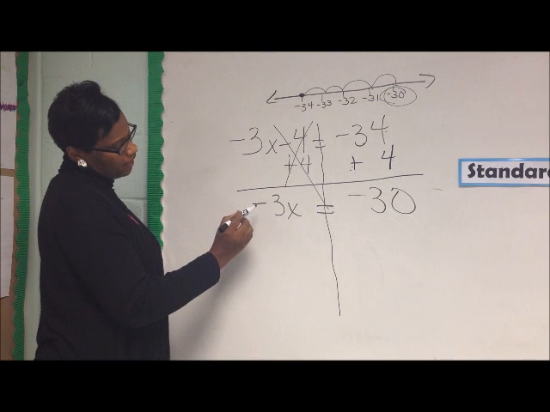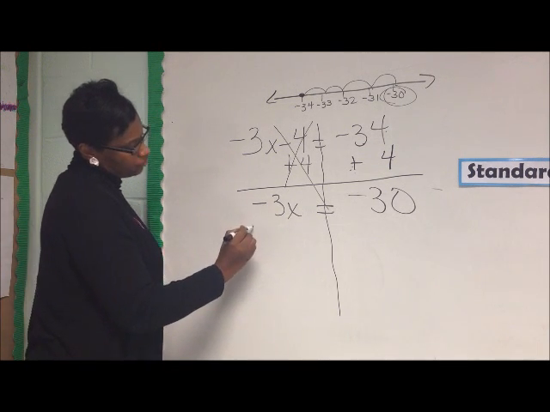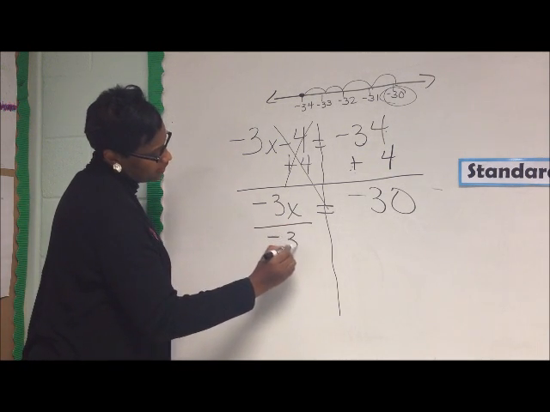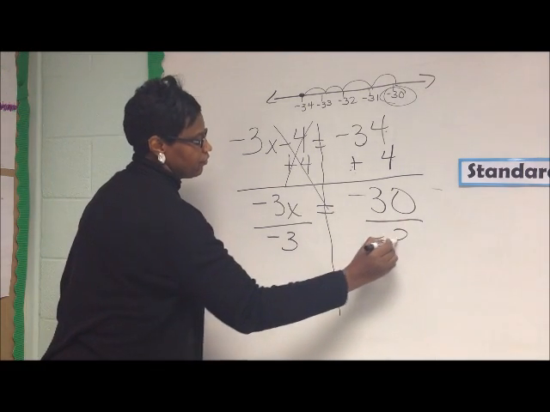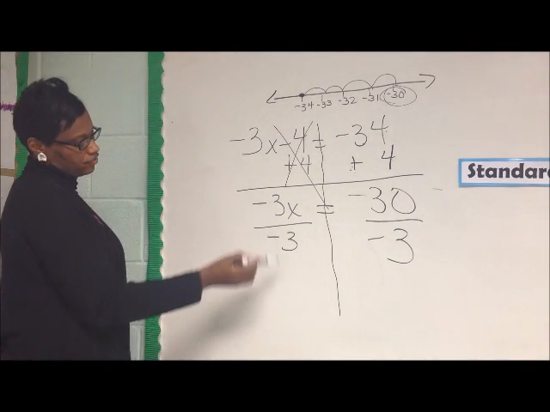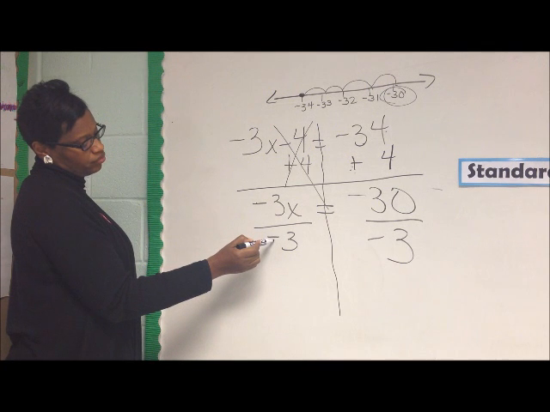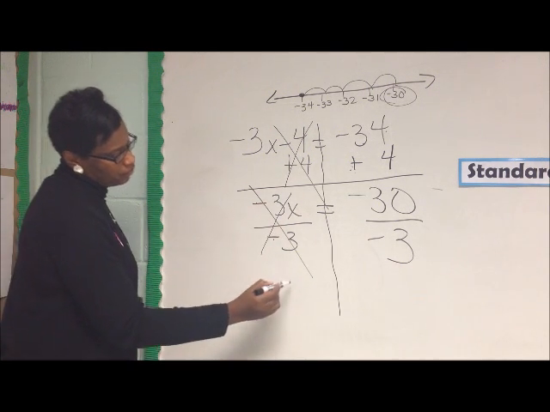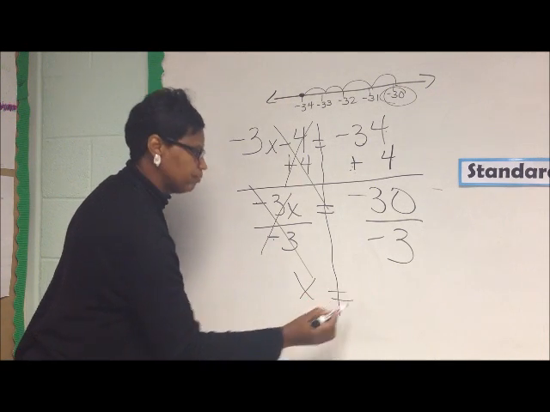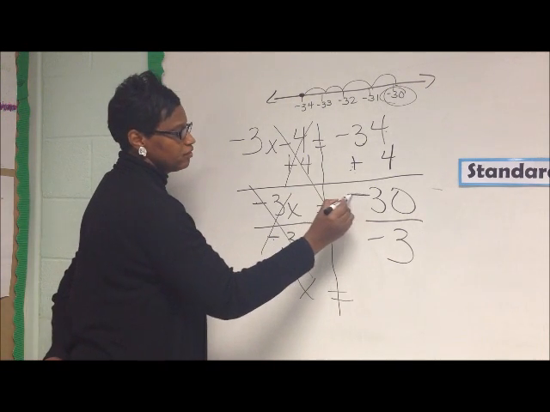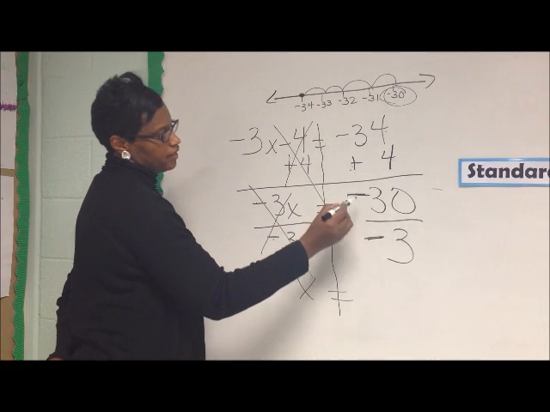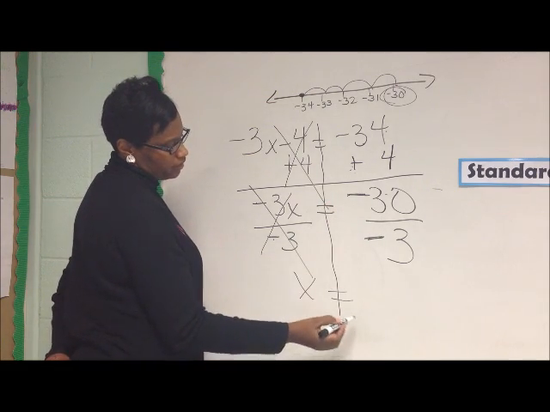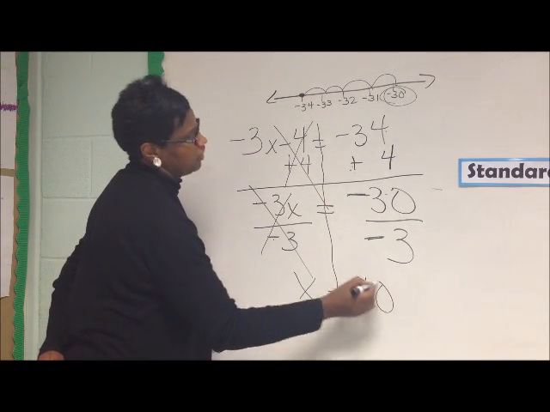Now we need to get x by ourselves. We need to get rid of our negative 3. So we're going to divide everything by negative 3. Let's look at this: negative and negative makes it what? Positive. So these 2 will cancel out. Now we have x equals negative 30 divided by negative 3, which will give us positive 10. Very good.